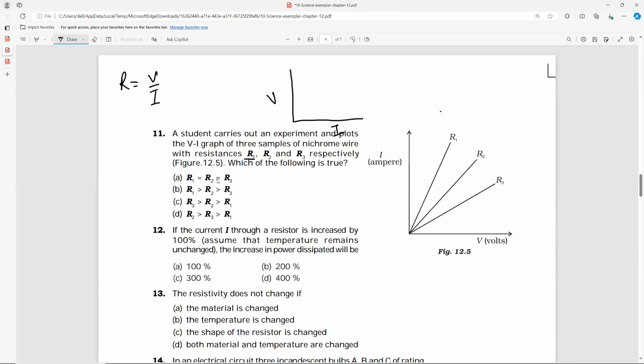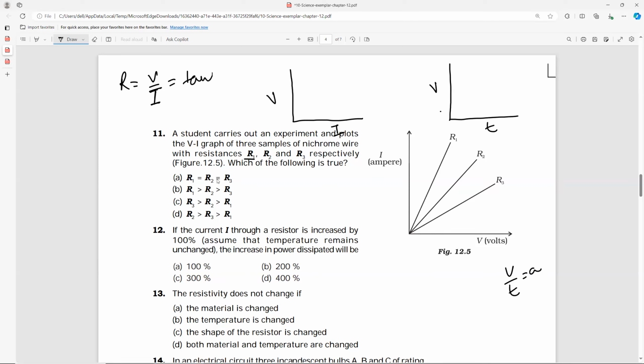This is written in P upon Q formula. Like in the ninth standard, you have studied that if you have a velocity and time graph, then velocity upon time gives you acceleration. Similarly, here V is potential difference and I is current. So you will see here that V upon I will give you the resistance.